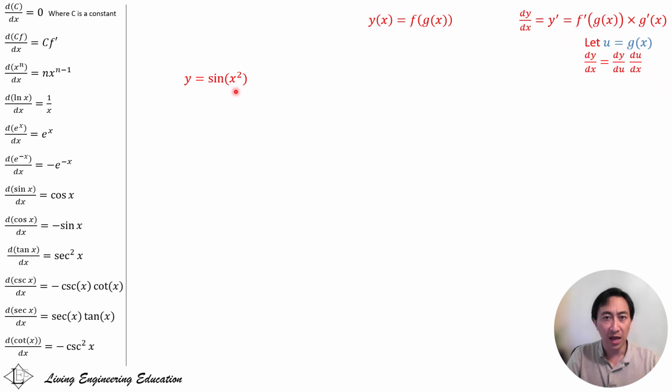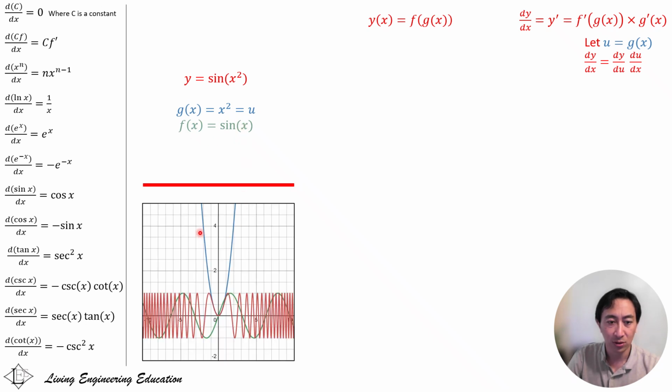We have sine x squared. So again, which function is my g of x, or my u term, and which function is my f term? Hopefully this one's apparent to you. The outer function is my sine. The inner function is my x squared. So we'll define those. I have u as x squared, or my g of x, and f of x will be my sine x.